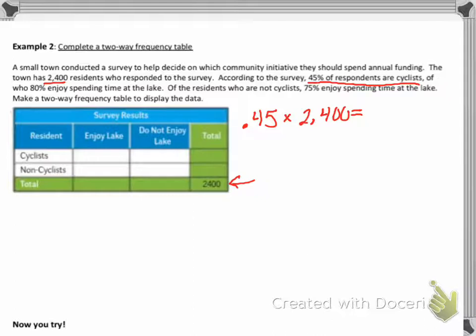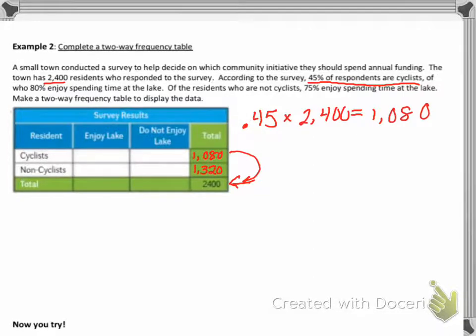That comes out to be 1,080. And so I'm going to put that in my chart here, 1,080. Okay, so from this information, I can figure out the non-cyclists by finding the difference between my total and the total cyclists that there are. And that difference is 1,320. So I cannot go any further with the information that I have right now, so I'm going to keep reading.